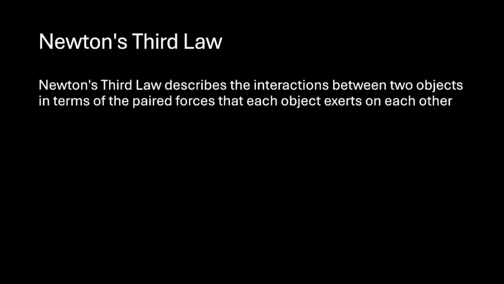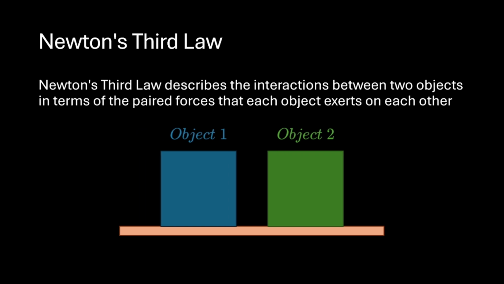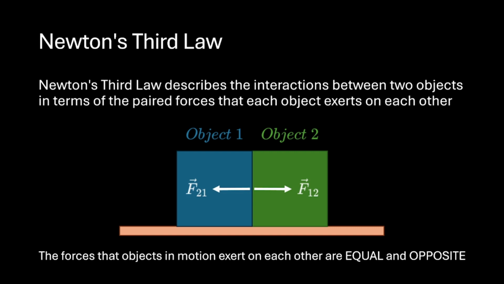So let's start with Newton's third law. Newton's third law describes the interactions between objects in terms of the paired forces that they exert on each other. Let's say we have these two objects right here. When they collide, they exert equal and opposite forces on each other. If you look at the subscripts, the one on the left is the force of object 2 on object 1, and the one on the right is the force of object 1 on object 2. These forces are equal and opposite.